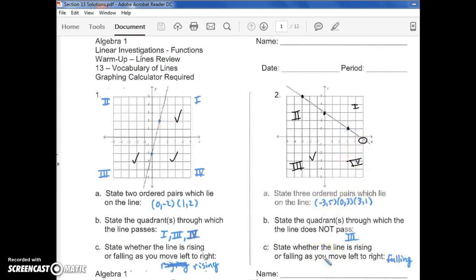So that does actually fit into quadrant 4. And part C, state whether the line is rising or falling as you move left to right. So if we move left to right, the y coordinate is getting smaller and smaller, moving in that direction. So it is definitely falling for that line.